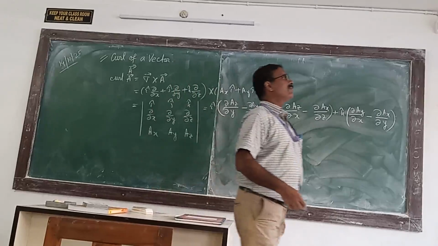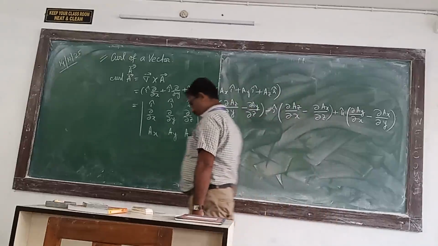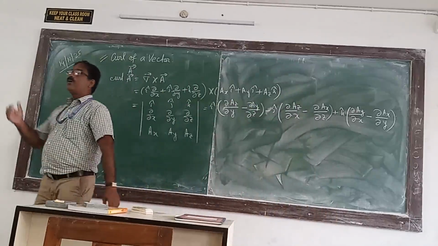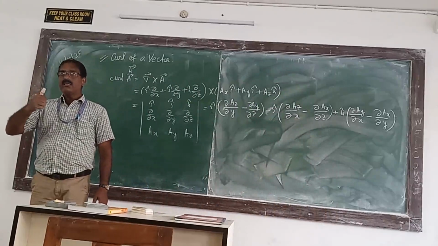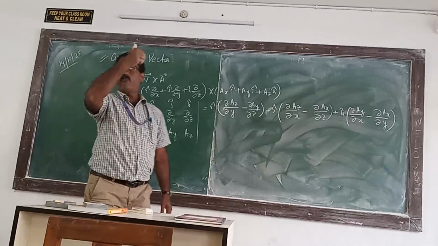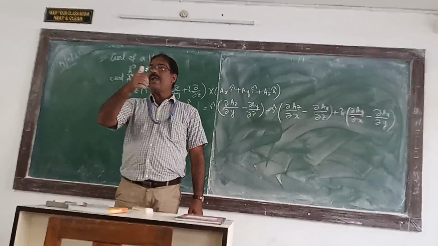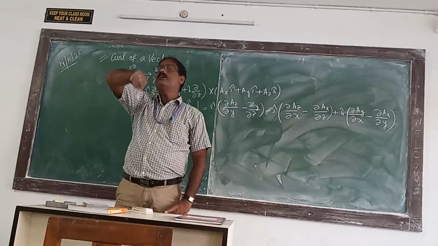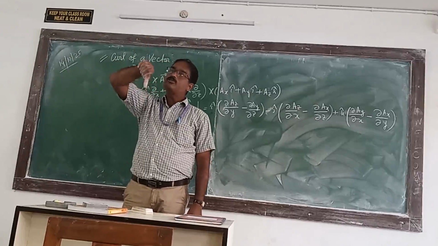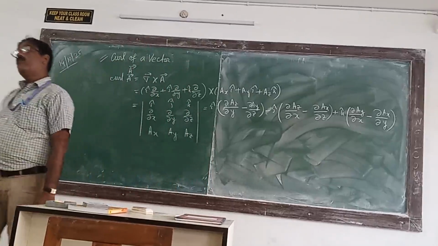Now, what is the physical example of curl? If the vector A is rotating anti-clockwise, then it goes up. Curl of A is in the upward direction. And if the vector is rotating in the clockwise direction, then it goes down. Direction of the curl is in the downward direction. Now, what is the physical example?